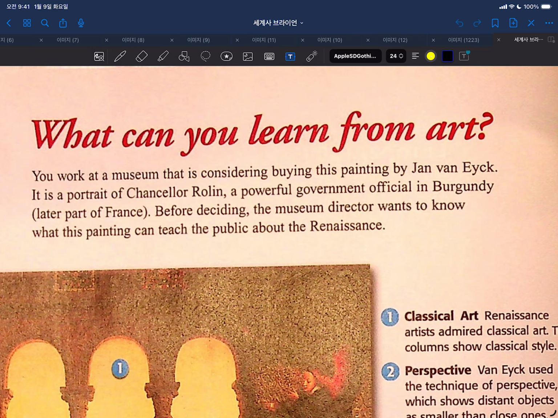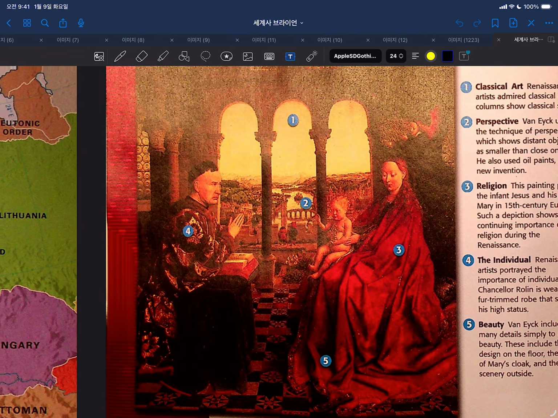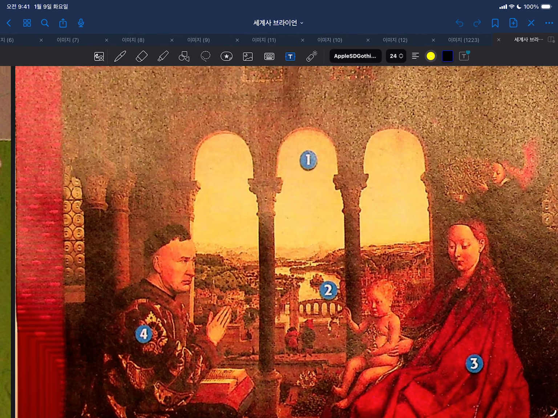You work at a museum that is considering buying this painting by Jan van Eyck. It is a portrait of Chancellor Rollin, a powerful government official in Burgundy, later part of France. Before deciding, the museum director wants to know what this painting can teach the public about the Renaissance. Look at the picture. Forget about the explanation.